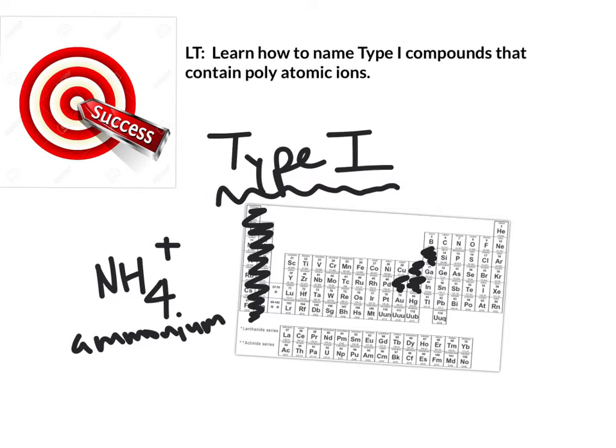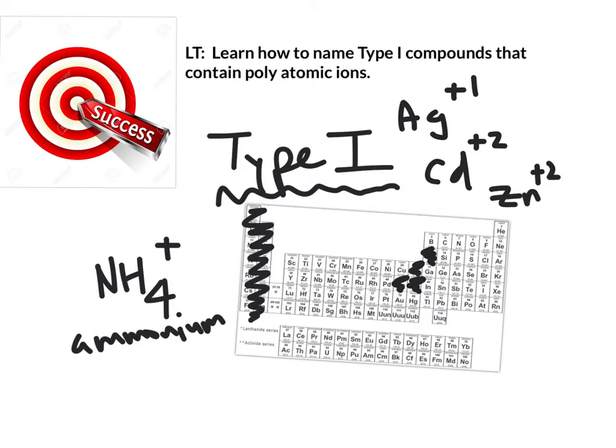So besides groups 1 and 2 and aluminum, which is in group 3, the other metals that we need to watch out for are silver, which always has a +1 charge, cadmium, which always has a +2 charge, and zinc, which also always has a +2 charge. And by the way, aluminum is the only metal that we're concerned about in group 3 as far as type 1 compounds go. And the charge on aluminum is always +3.